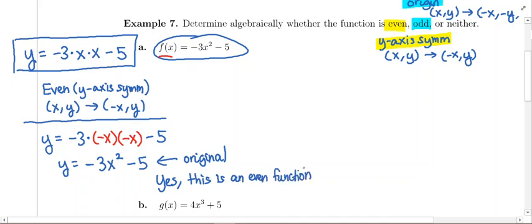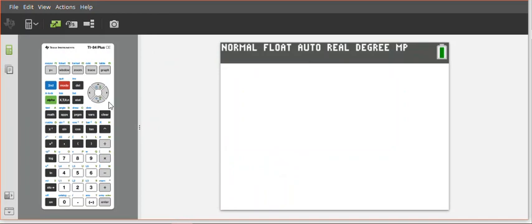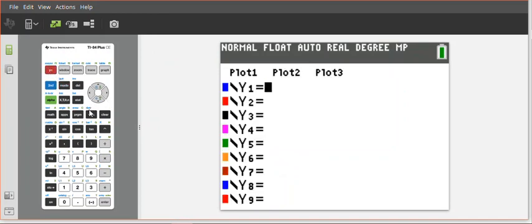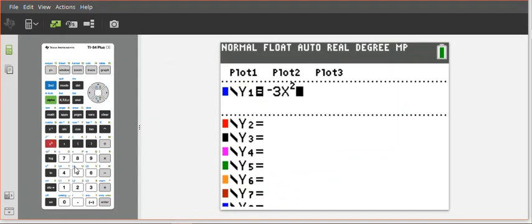Okay, and you know what? You can check yourself on the calculator. If you go to a calculator and type in the original function, you would go to y equals and type in the function, so negative 3x squared minus 5. If you do this, do you see where my cursor is?